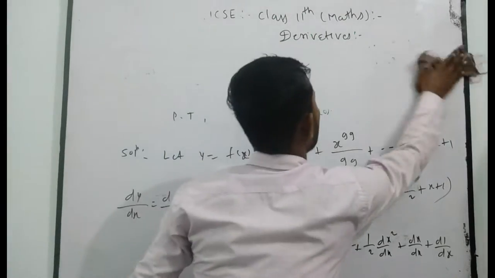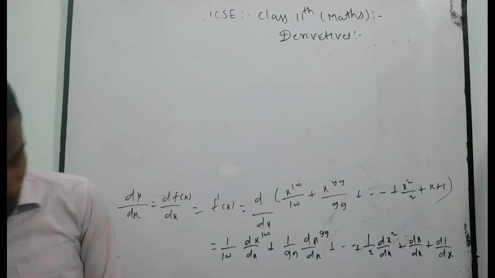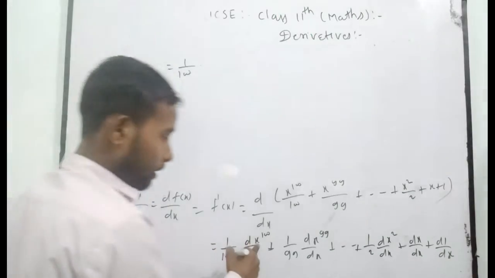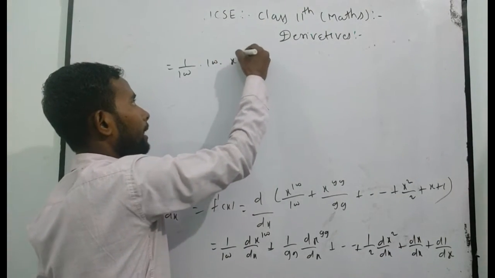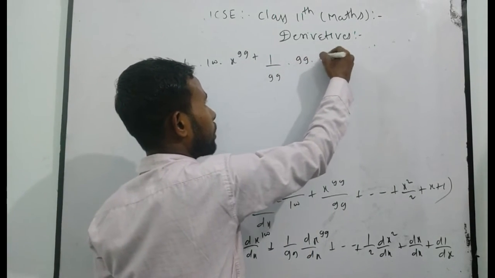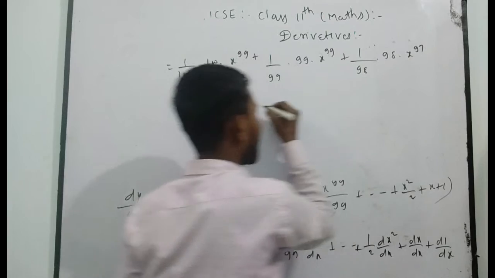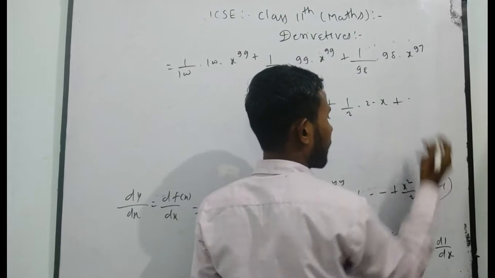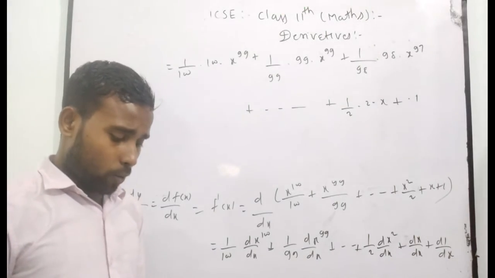If you understand, now I want to write again one step only for you. See here. It will be 1/100 into the derivative of x^100, which means 100 x^99. Plus 1/99 into 99 x^98, plus 1/98 into 98 x^97, plus ..., 1/2 into 2x, plus the derivative of x will be 1. Have you understood?